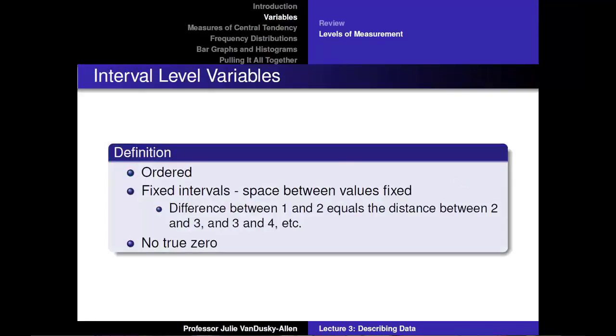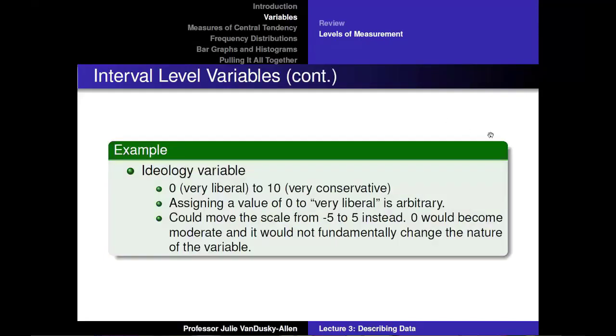Interval level variables are ordered. The spaces between the categories are fixed. For example, the space between 1 and 2 equals the same distance between 2 and 3, 1 unit. But with interval level variables, there is no true 0. Ideology could be an interval level variable. You could have a continuous ideology variable that ranges from 0, extremely liberal, to 5, moderate, to 10, extremely conservative. But the 0 in this case is an artificial 0. We could have moved the scale from -5 to 5 instead, and 0 would become moderate and would not fundamentally change the nature of the variable.